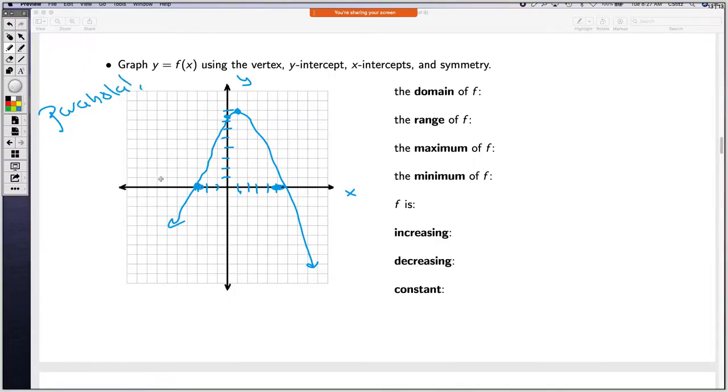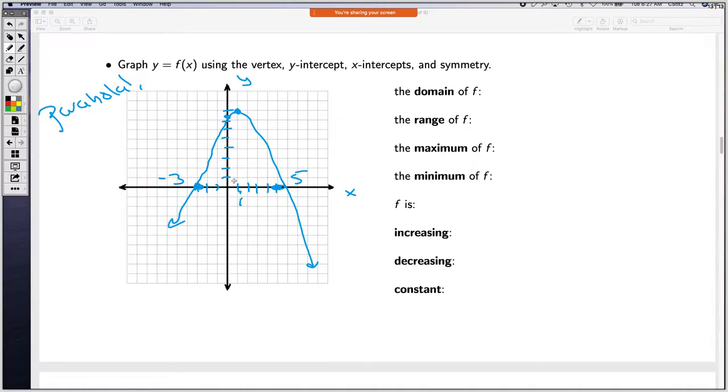Now notice the x-intercepts, we had negative 3 and 5. If I take the midpoint, negative 3 plus 5 divided by 2, where am I? I'm right here at the vertex at 1. So we have that symmetry there.